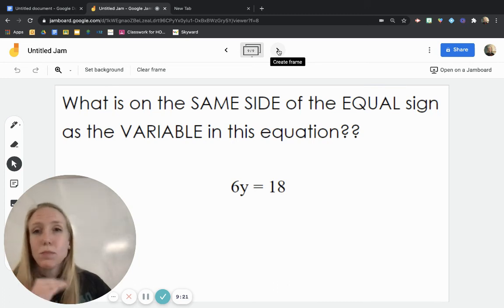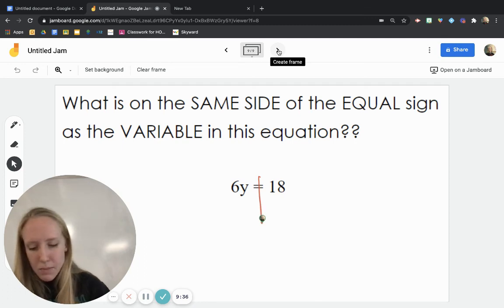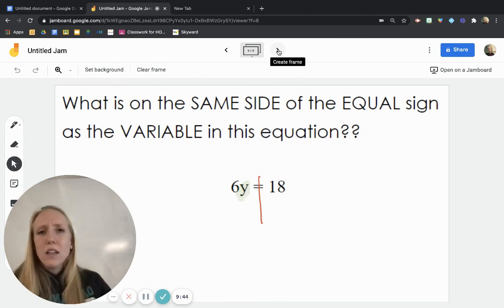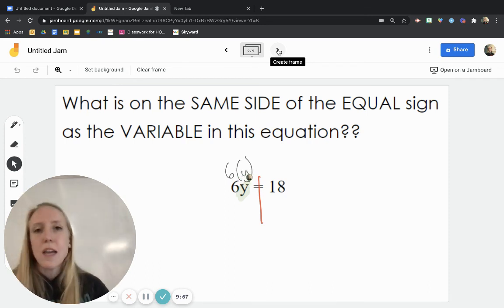Last one like this. What is on the same side of the equal sign as the variable in this equation? Another way to think about this is asking yourself, what's happening to the variable? Let's split it. I see that my variable here is y. I want to know what's happening to y. Well, it's being multiplied by 6. When things are smushed together like that, it's the same thing as saying 6 times y. Those are the same thing.